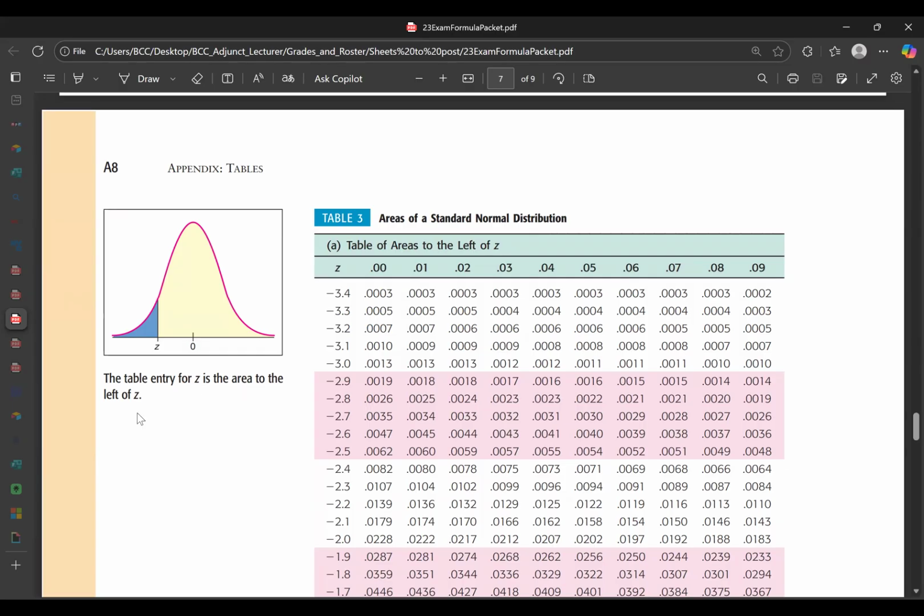What does that mean? That means that all these numbers that I have in here, these probabilities, are all probabilities for Z is less than a number, not greater than. So I can't look up greater than in this table. I also can't look up in between in the table. So we have to do something about that.